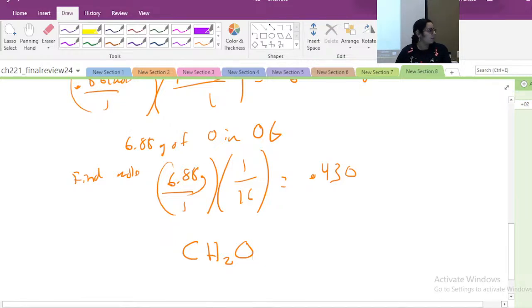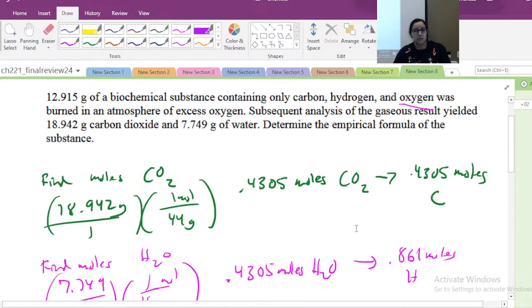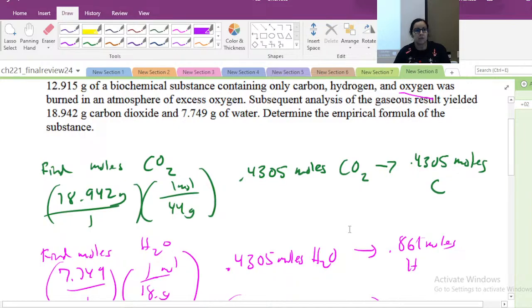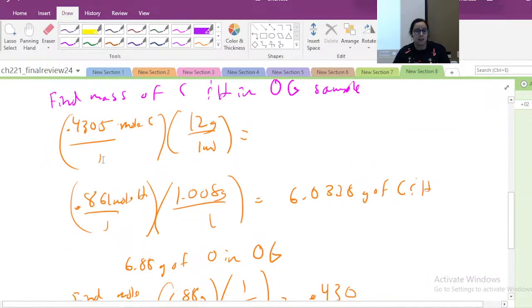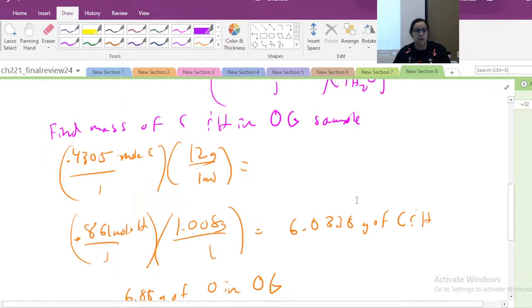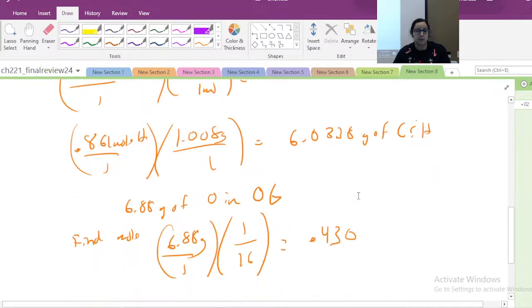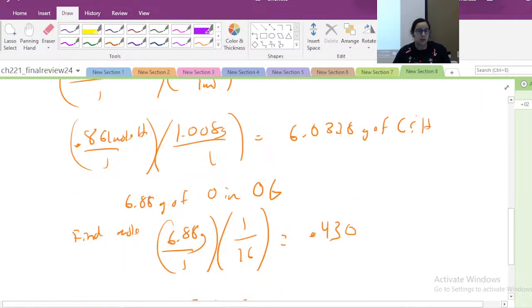Questions on that one? So you essentially find the molar conversion for the ratio of products, and then add their masses and subtract that from the total reactant. Yeah, from the total original sample that you combusted, exactly. And then that left you with how much oxygen, right, was in the original sample. So 6.88, and we found moles there.